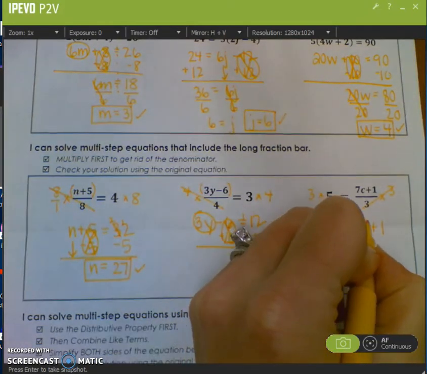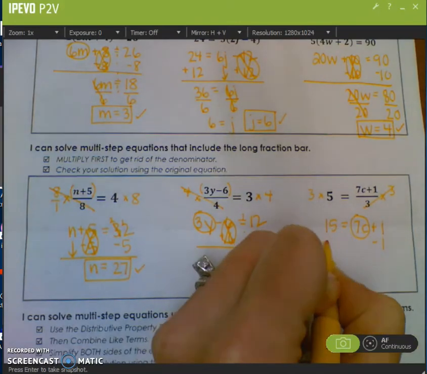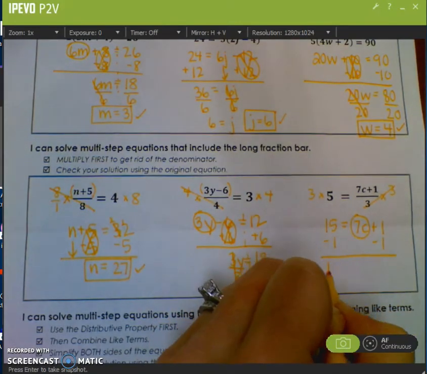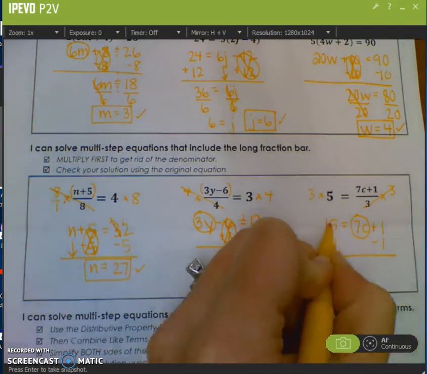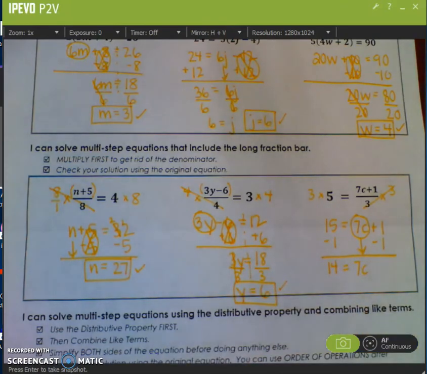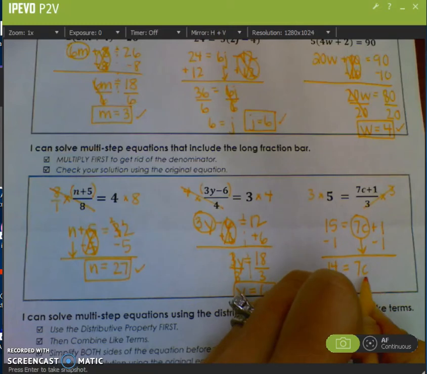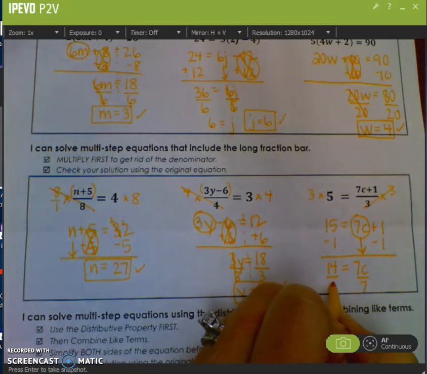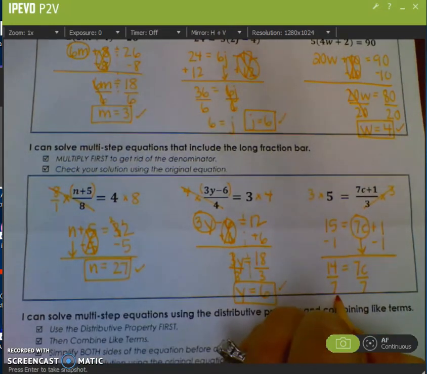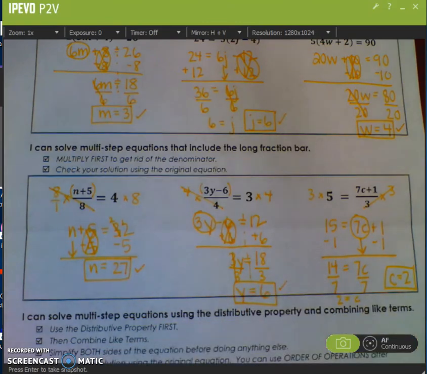Now I'm trying to isolate my term with the variable. So the inverse of add 1 is subtract 1. If I do it to one side of the equal sign, I must do it to the other. 15 minus 1 is 14 equals 7c is what I bring down. And the last thing I need to do is isolate my variable. So the inverse of multiplying by 7 is dividing by 7. I do that on both sides and I get 2 equals c. I can rewrite that with the variable at the front and say c equals 2.